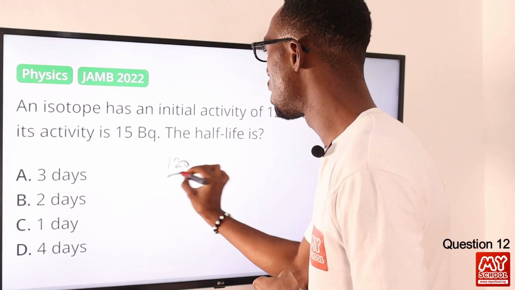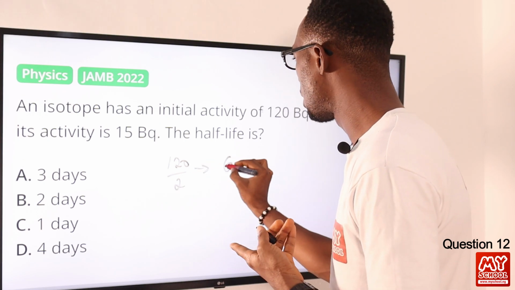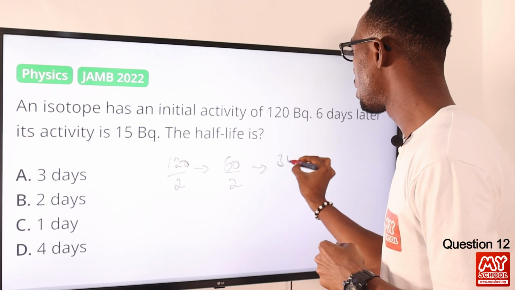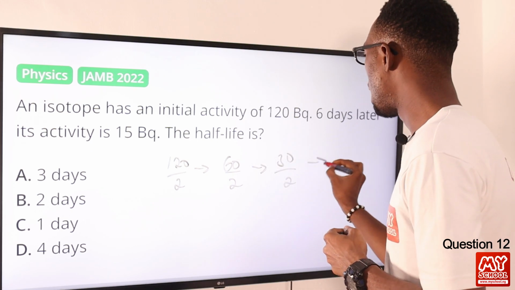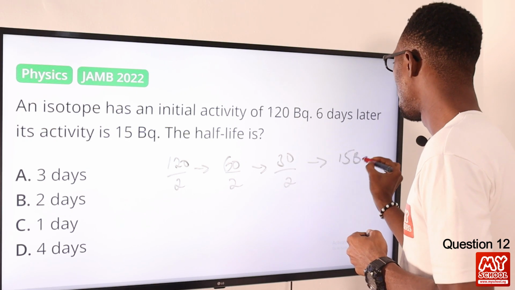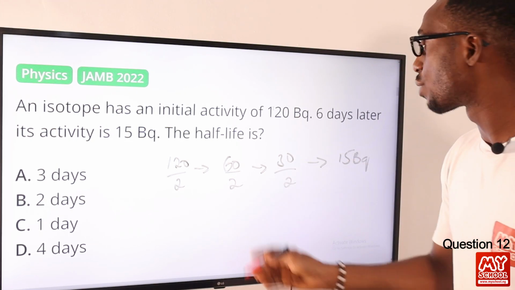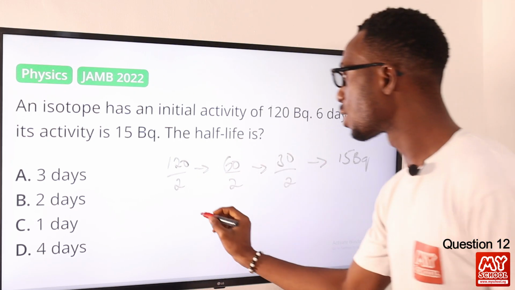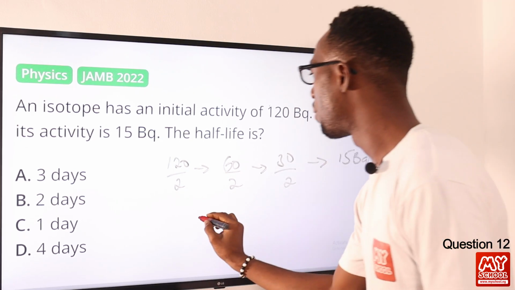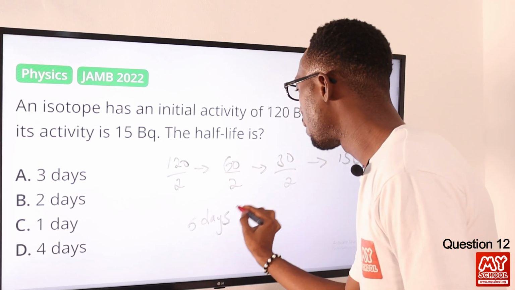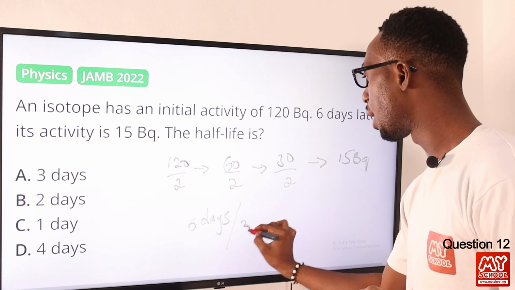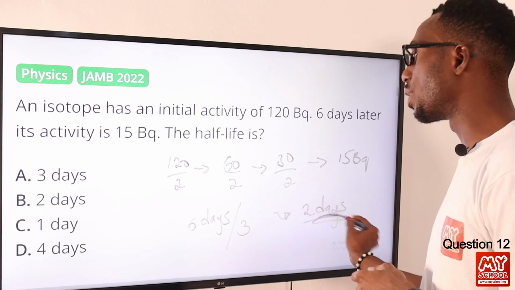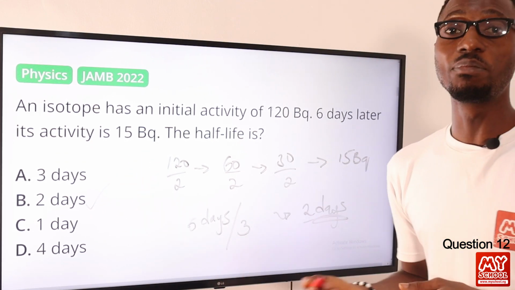So I have 120 divided by 2, that gives me 60, right? Then this 60 again divided by 2, that gives me 30. 30 divided by 2 gives me 15. So how many times do I need to move to get to this 15? I moved 1, 2, 3. So that would just be 6 days later. So that will be 6 days divided by the times I moved. Basically, each half-life is actually 2 days. So where do we have that? Option B. So option B is the correct option.